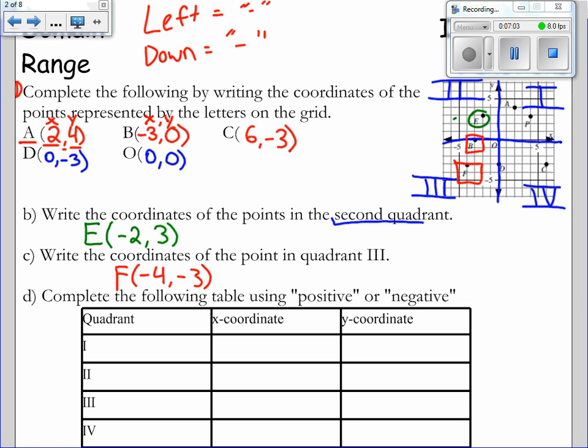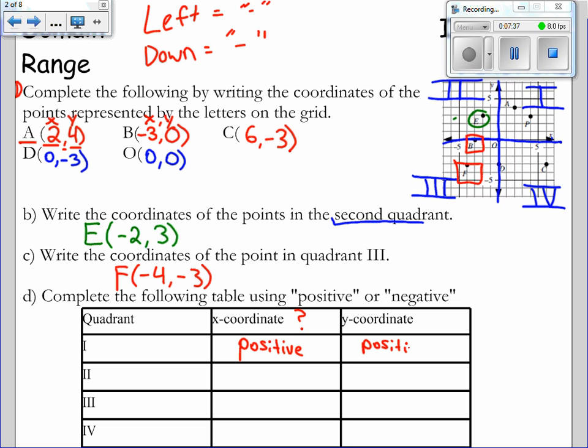Question D. Complete the following table using positive or negative. So, quadrant 1. When you're in quadrant 1, what are all the values in the x going to be? If you're in quadrant 1, it means that you've moved to the right, which means that it's always going to be positive x values. You've moved right and up, so that means the y is also always positive.